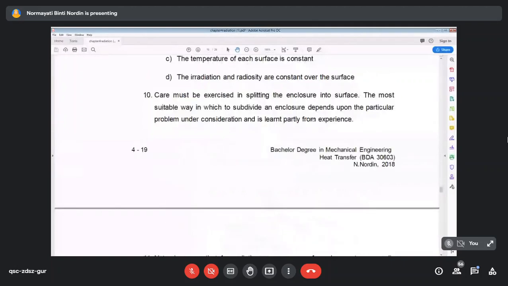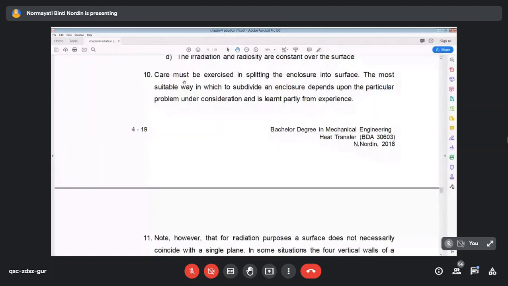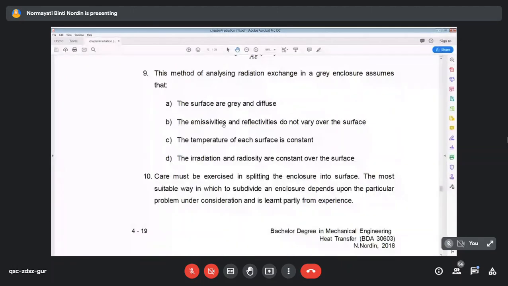So ini apa lagi, assumptions yang you buat dalam you analyse radiation exchange between grey surfaces ni. Pertama, the surfaces are grey and diffuse. Emissivity and reflectivity do not vary over the surface. Temperature is constant, irradiation and radiosity are constant over the surface. So meaning that these are the assumptions that are made when you are solving radiation cases for grey surfaces.